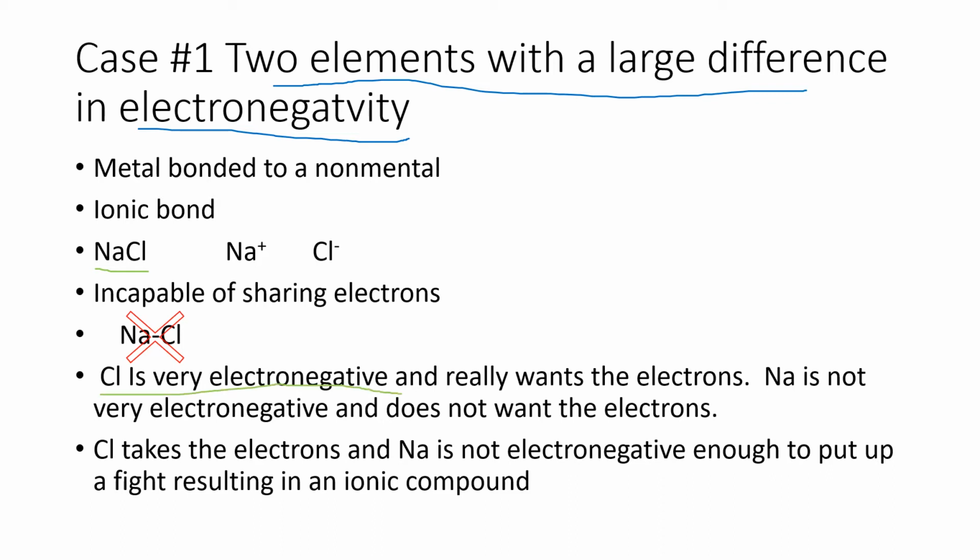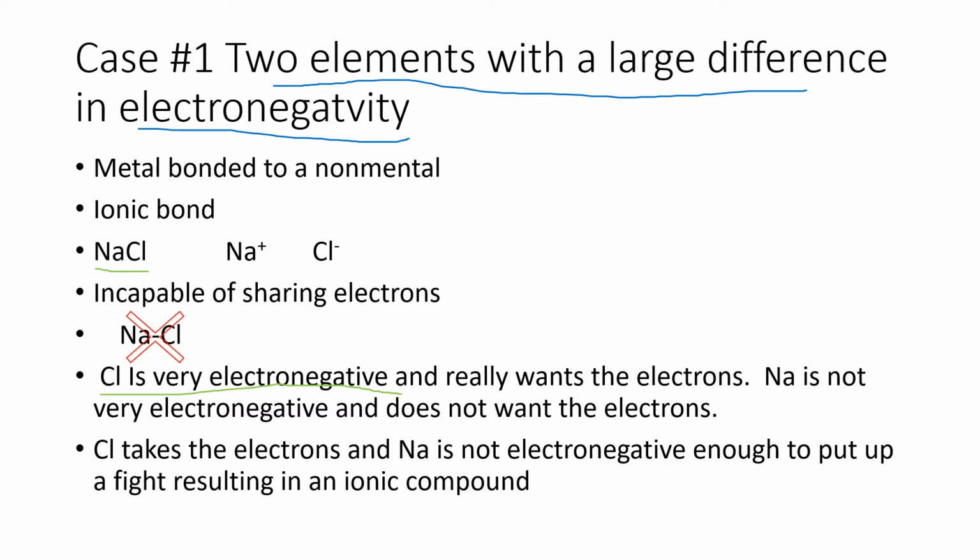Being that chlorine is very electronegative, it really wants the electrons. It wants the electrons and it wants them bad. It's almost as electronegative as fluorine. So chlorine, really electronegative. Sodium, complete opposite side of the periodic table, a metal, not electronegative at all. Sodium is not very electronegative and doesn't want the electrons. So in this struggle, this battle for the electrons, chlorine really wants it, sodium, not so much. And because of that, chlorine's just going to be able to rip those electrons away from sodium, and sodium is not electronegative enough to put up a fight.